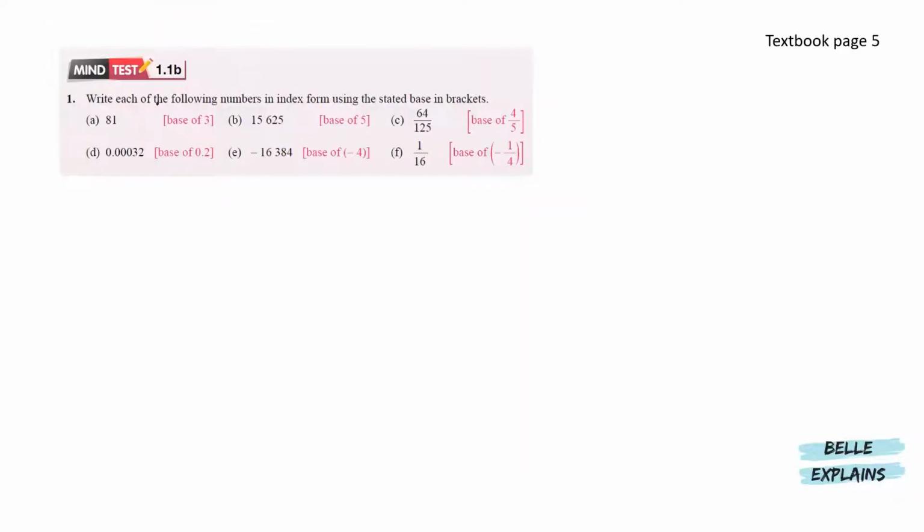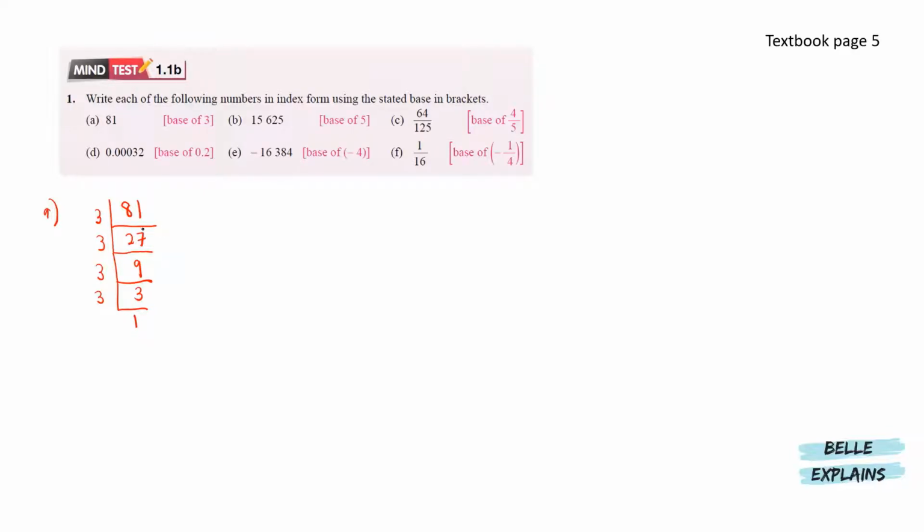Next, write each of the following numbers in index form using the stated base in brackets. So here we have 81 to the base of 3. So this is how we do it. We'll put 81 here, then we divide it by 3. That will give us 27. So we divide it by 3 again. That will give us 9. Divide by 3 again, we get 3. And divide by 3 again, that will give us 1.